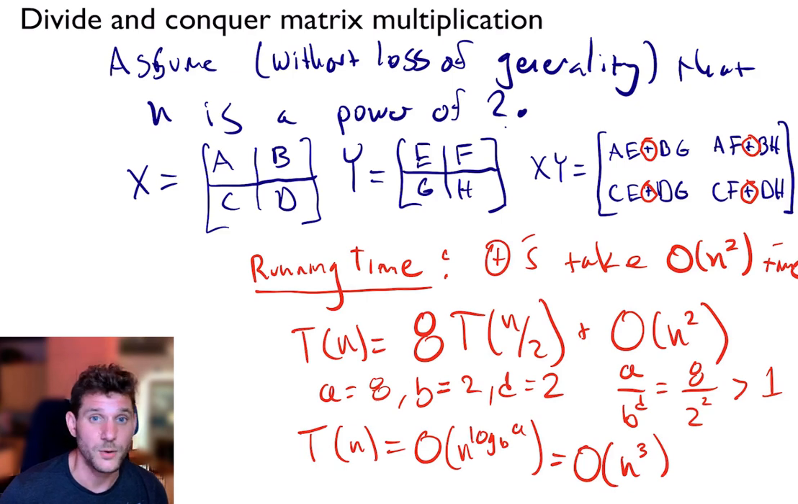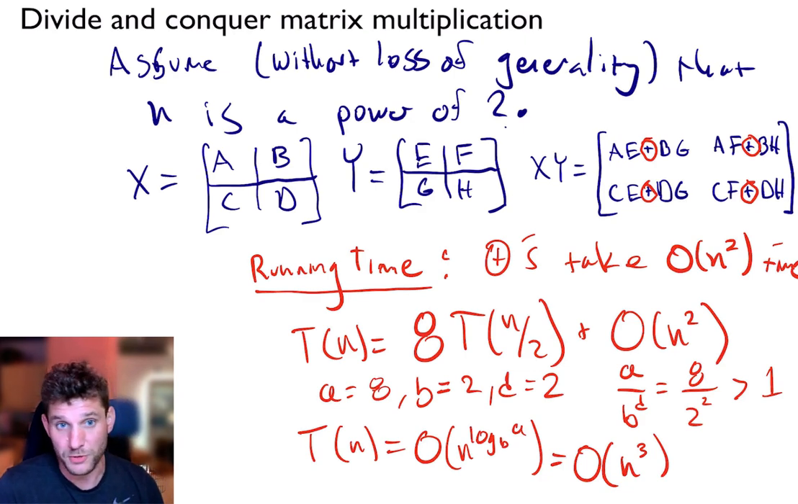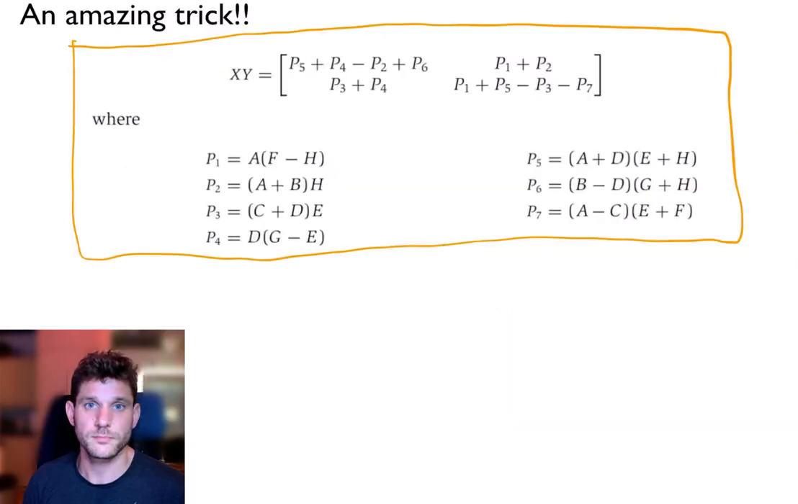We had a very direct algorithm where we simply tried to compute every entry in the matrix Z by just taking the dot product between the corresponding row and column from X and Y. That was an O of n cubed algorithm. This is also an O of n cubed algorithm. We didn't get anything faster, unfortunately, for this divide and conquer strategy.